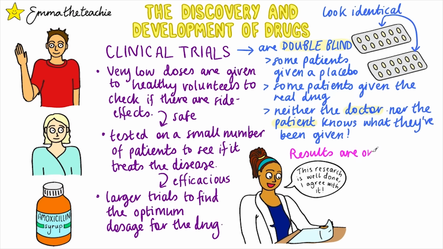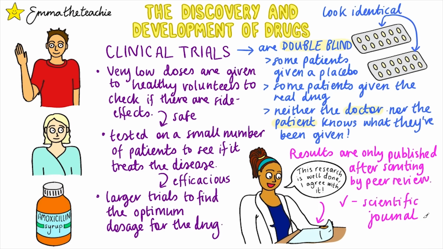The results of drugs testing and trials are only published after scrutiny by peer review. This is when other scientists check the results to make sure they're robust and true. If they are, they'll get published in a scientific journal, and then national health bodies will look at the results and decide which drugs should be produced and offered on the NHS.